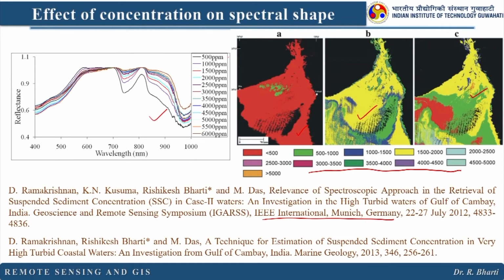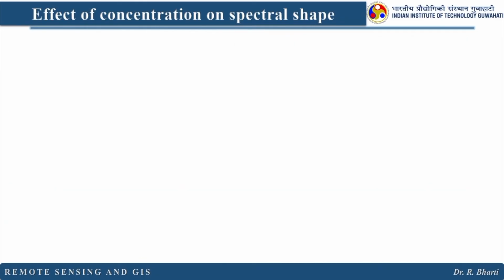So this is just to give you a flavor of the strength of hyperspectral remote sensing, up to what extent you can use it, and what the limitations or the different parameters are which you need to take care of before the measurement, right?